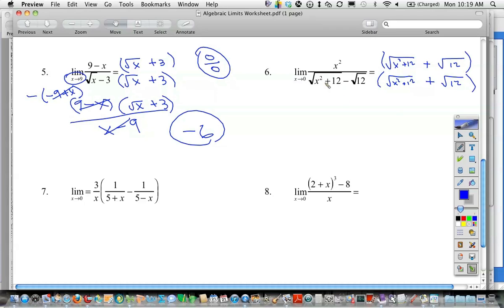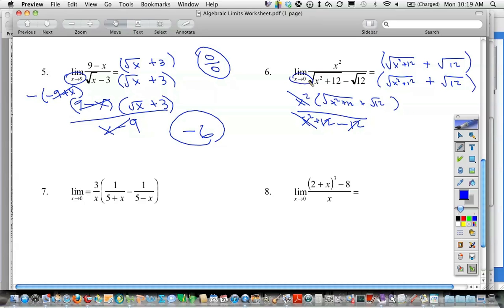The bottom, when I FOIL that, the first times the first, the square root's gone. I get x squared plus 12. Outers and inners would drop out. That's the whole point of doing the conjugate. Square root of 12 times square root of 12 is 12, and it's a minus. So the beauty of that is the 12's disappear. Leaves me x squared there. The top had an x squared and then this whole big mess. But since the 12's disappeared, now the x squareds can cancel. And so all I'm left with is my radical x squared plus 12 plus root 12.